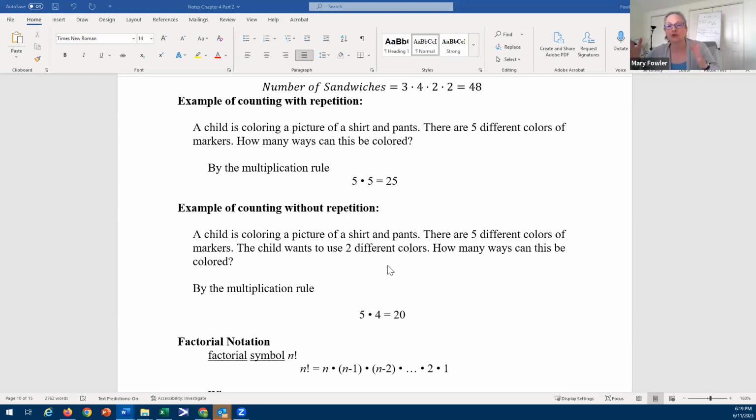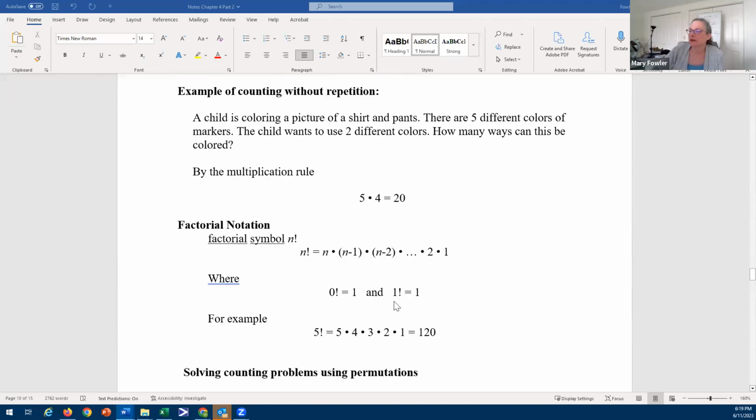So the first choice, there are 5 options. But then once we choose something for the shirt, there are only 4 options remaining for the pants, so it decreased. So we have 5 times 4 is equal to 20. 5 on the first choice, 4 on the second choice.